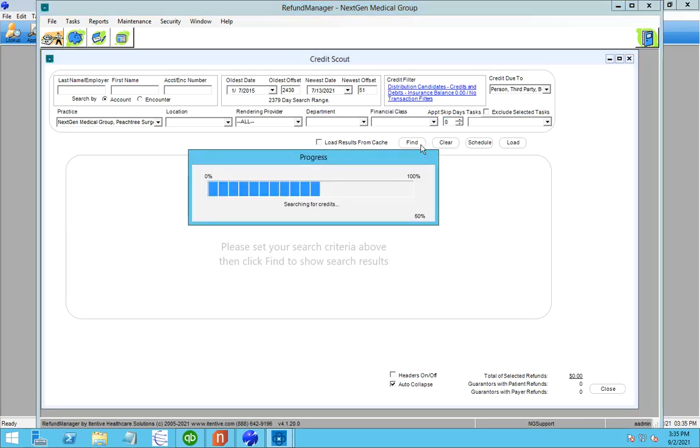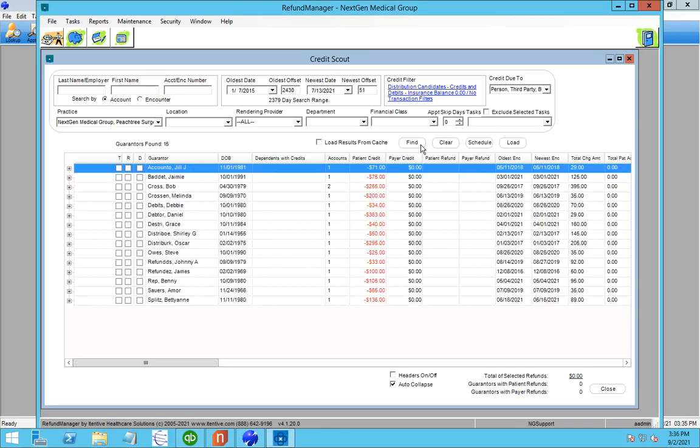We're going to go ahead and click the Find button and it's going to pull up some results. These are credits that are candidates for distributions. An important thing about distributions is that they only move patient money. Because of all the rules surrounding payer money, we don't tackle that. We leave that to you to do manually if needed, or in best cases, generally avoid it.